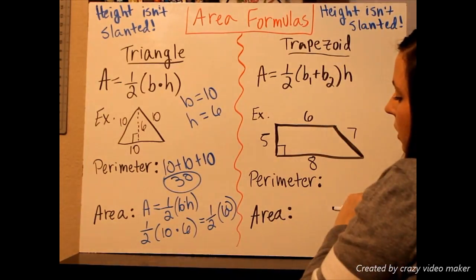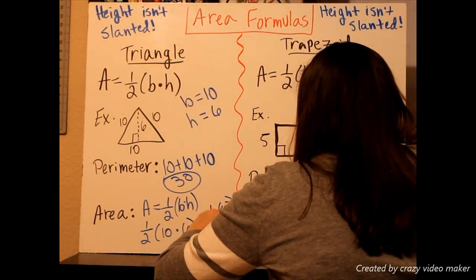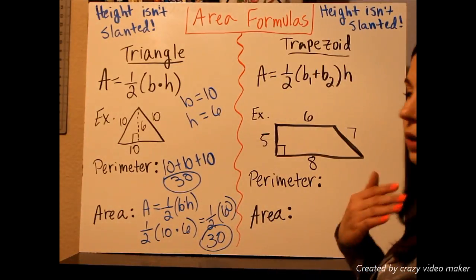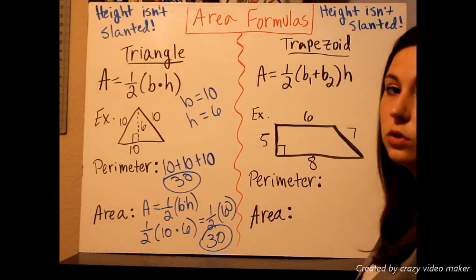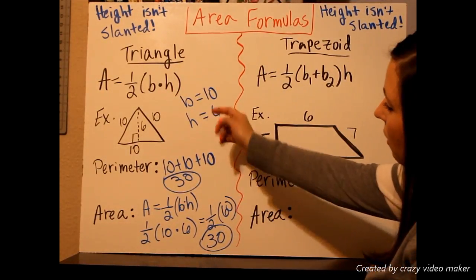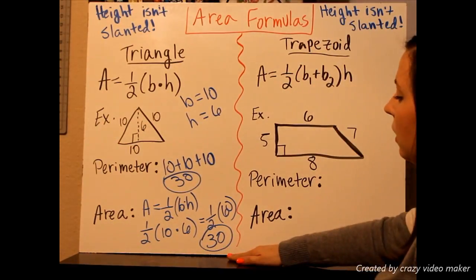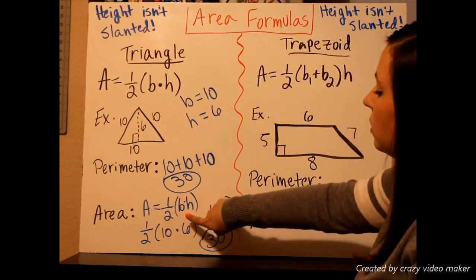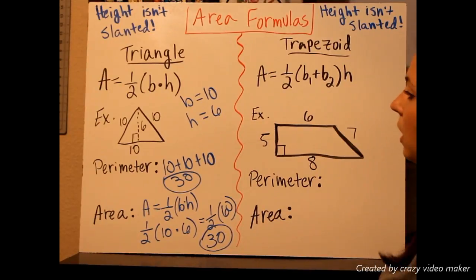And 1/2 times 60 is going to be 30. So our area of this triangle is 30. And we're actually going to get to, in class, a proof where we're going to see that this is actually true, and you don't have to take my word for it. So we took our perimeter, added up the 3 sides, and we found our area by taking the base and the height, multiplying those together, and then multiplying it by 1/2, and we got out 30.